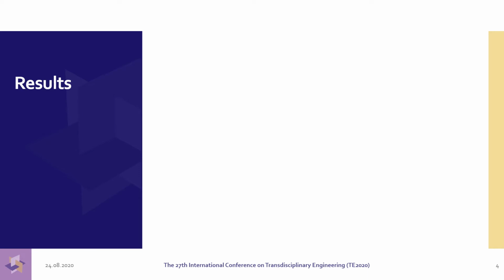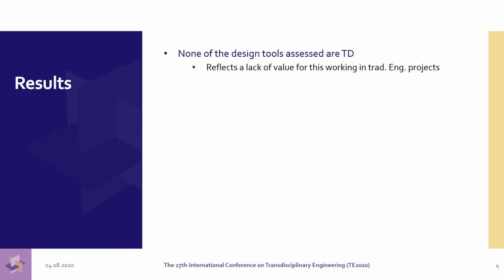Key findings from the study undertaken are as follows. First, none of the design tools assessed were found to be transdisciplinary. This is due to them being unable to both influence and convey rationale at all levels of Jansch, whilst enabling links between these levels. This is very interesting, as it perhaps reflects a lack of value for this type of working in traditional engineering projects.